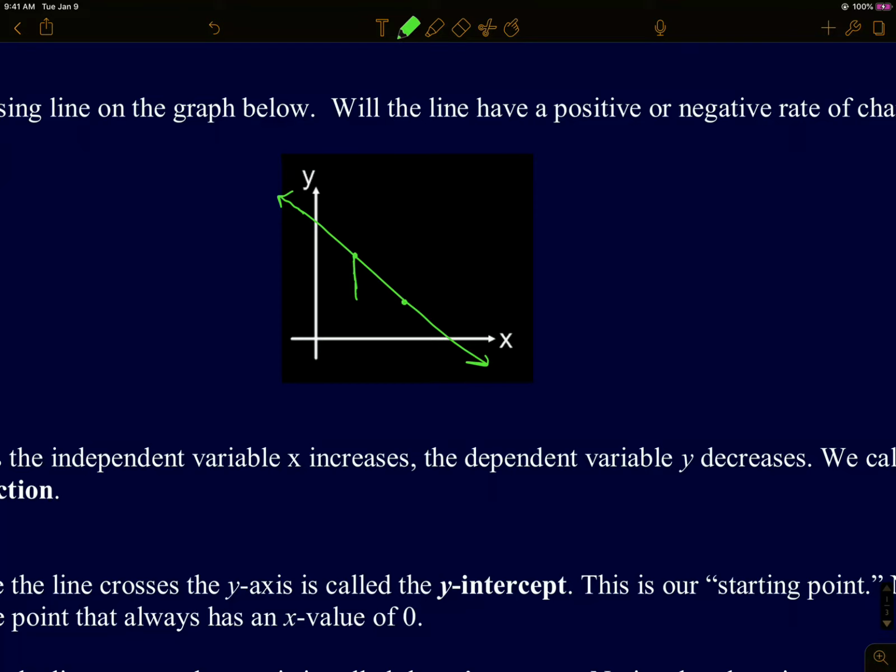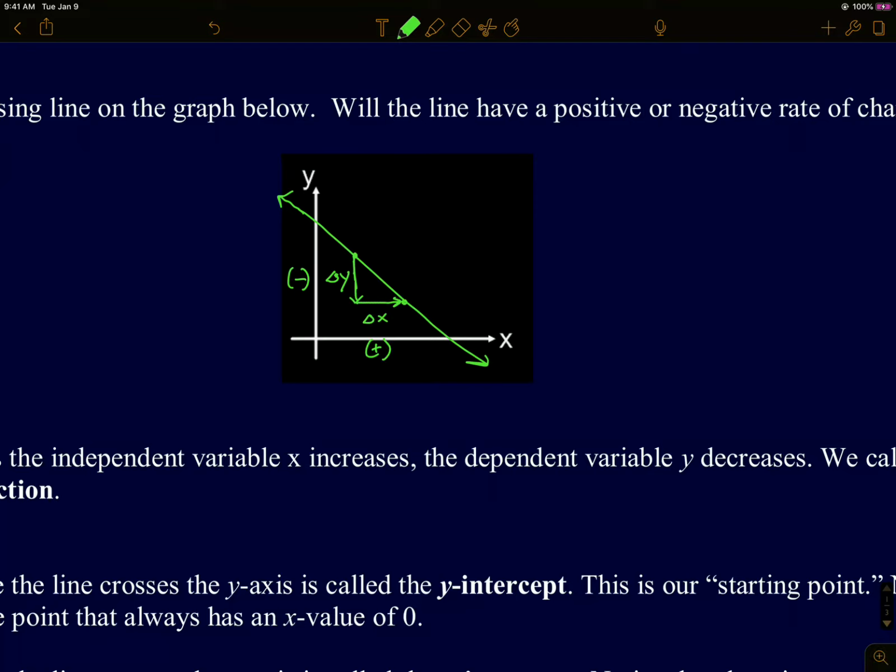Now they want us to sketch a decreasing line. So there it is. Now if I took 2 points on the graph, my delta y is now negative, and my delta x is still increasing. It's still going to the right, positive. So I'm going to have a negative divided by a positive, right? My delta y over delta x is negative over positive. I get a negative rate of change.